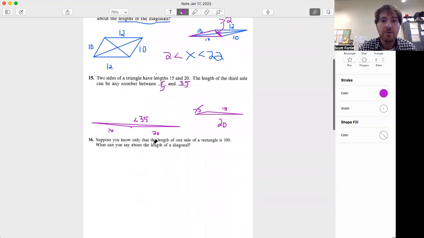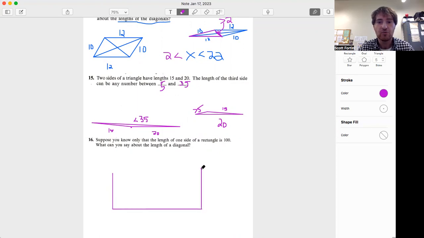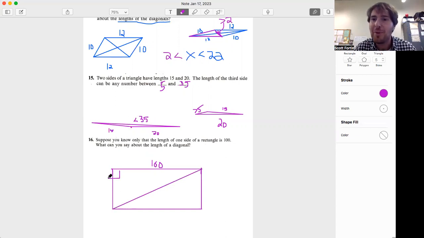Okay. Suppose you only know that the length of one side of a rectangle is 100. What can you say about the length of the diagonal? Well, that's all I know. So this is just a generic rectangle here. This is length 100. My diagonal is what? Well, let's think of something we can say about it. Oh, I put a right angle there. Why did I put a right angle there?